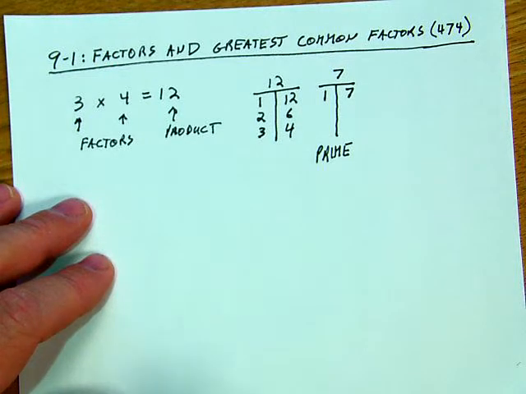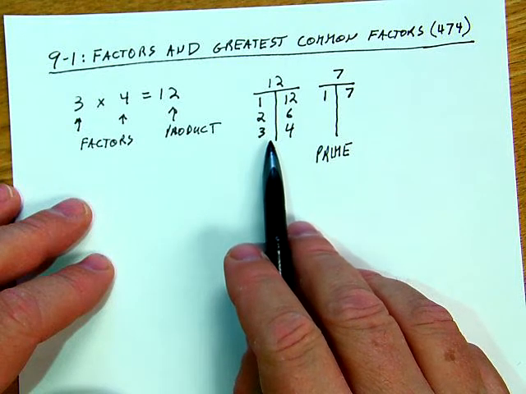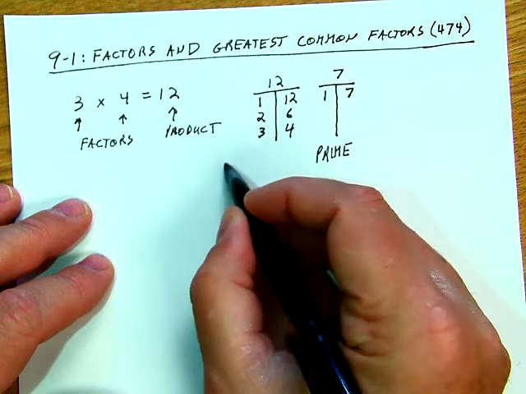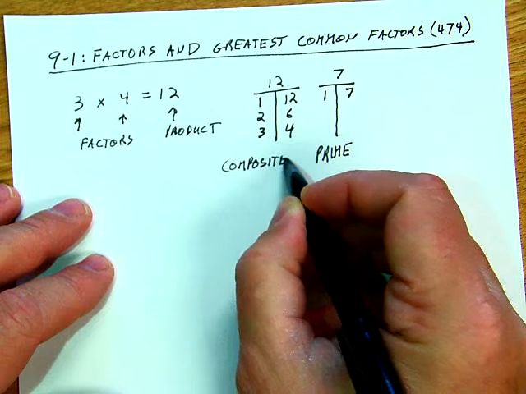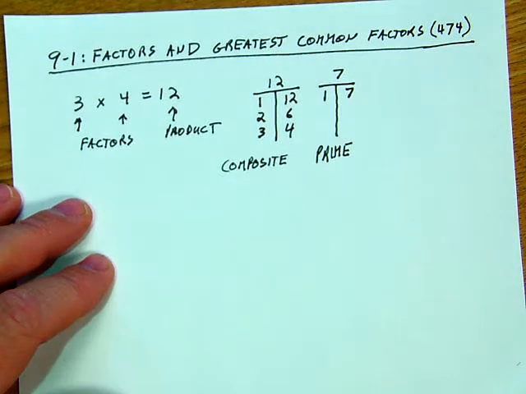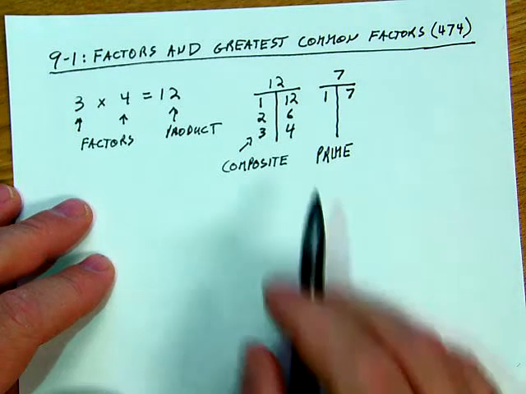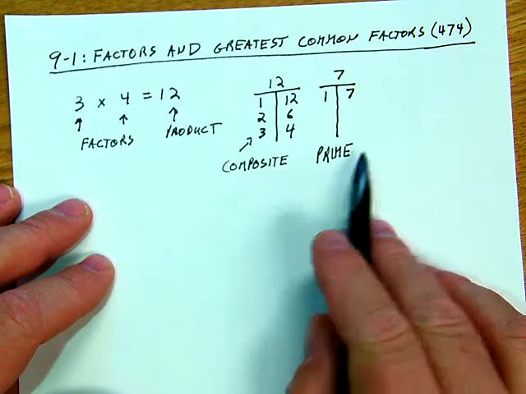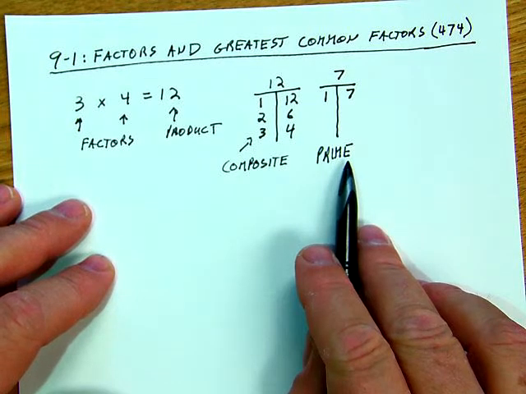Okay? Well, if these are called prime, what about one that has multiple numbers that become factors? Well, this has a special name too, that is composite. So this number here, 12, is a composite number. 7 is a prime number. Let's try a couple more.